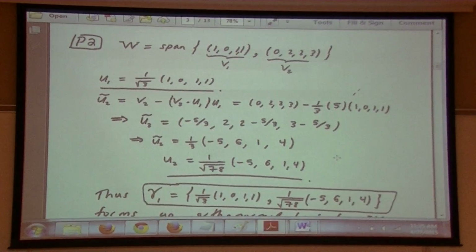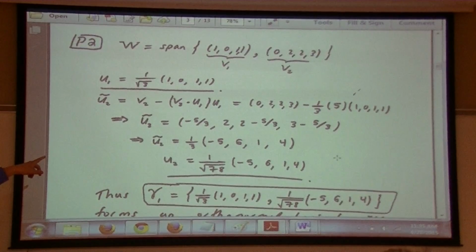That's the fast way to normalize a vector. Ignore the scalar multiple in front and just normalize the integer part. So if you're right, the dot product of U2 with U1 should be 0. If that's not true, you need to stop and fix it, right?